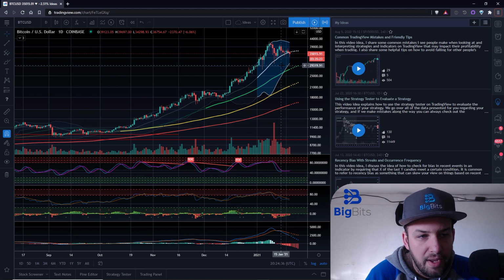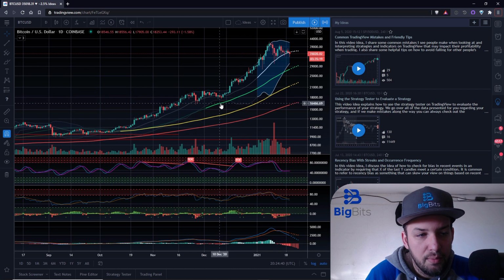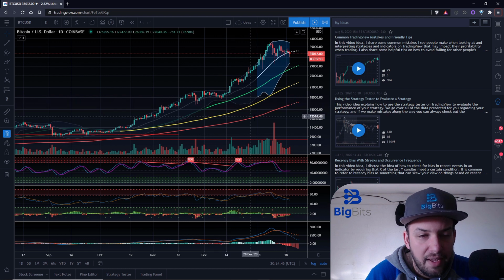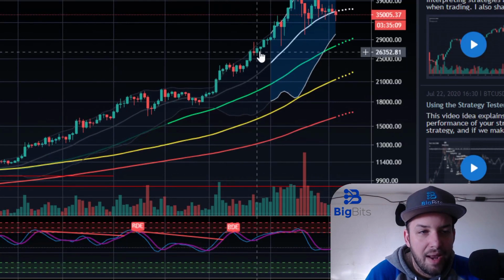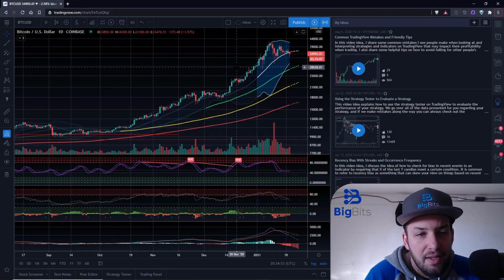Ideally, if you're looking for a large crash, you'll want something where the bands tighten like this for a little bit. It retests some averages down here, and then it starts falling down and riding those bands down, similar to how it's going to be riding these bands up. But who knows if that's going to happen.